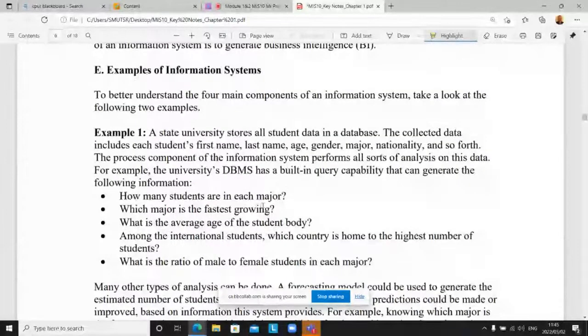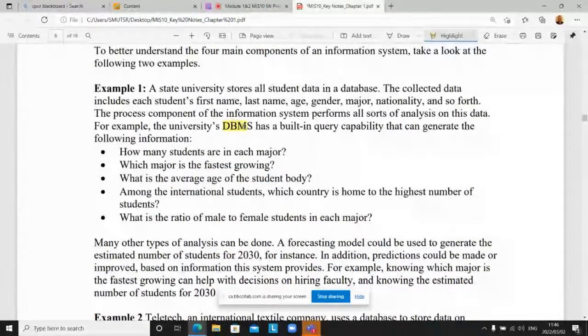Examples of information systems, I can go a little bit quicker here. A database is an example of an information system. So one would be a DBMS, Microsoft Access. Oracle is one. I think go have a look at those 2. Microsoft SQL Server, all examples of DBMSs. We will cover this in chapter 2.